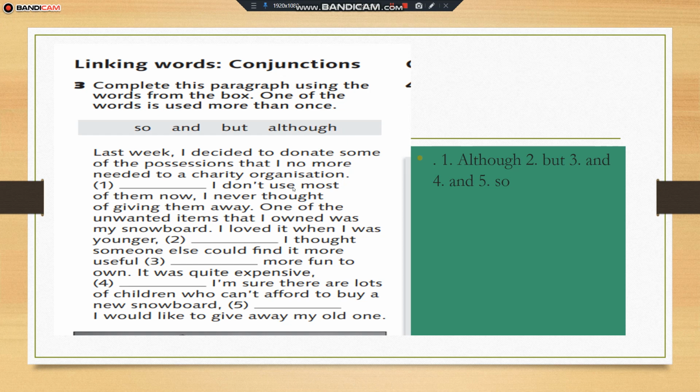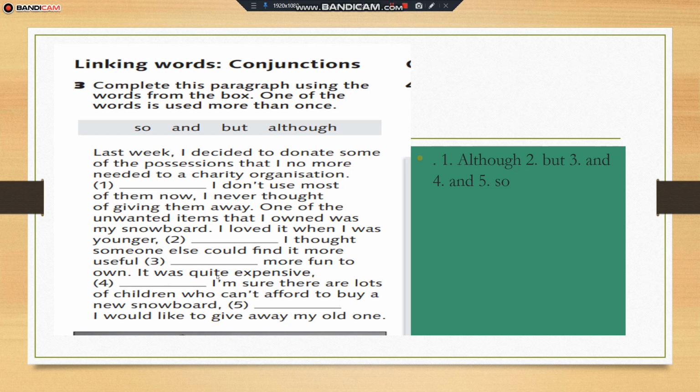Okay guys, I don't use, I repeat, most of them now. I never thought of giving them away. One of the unwanted items that I owned was my snowboard. I loved it when I was younger, but I thought someone else could find it more useful and more fun to own.